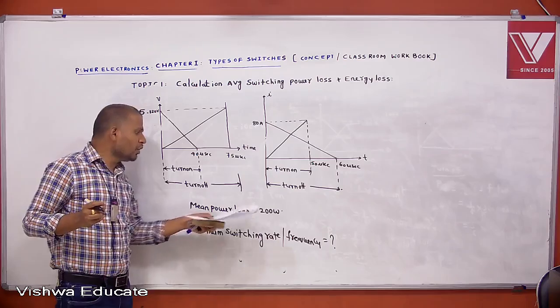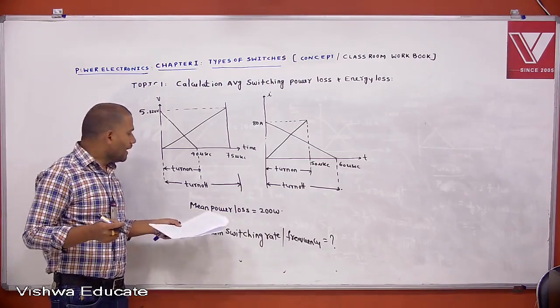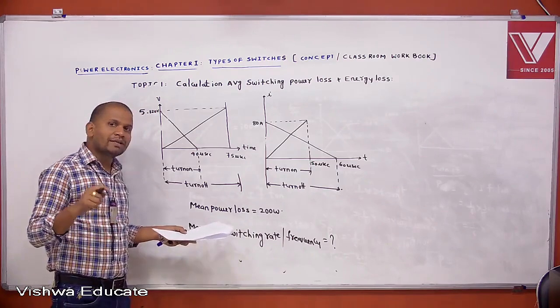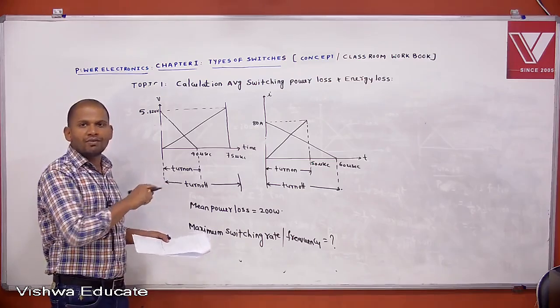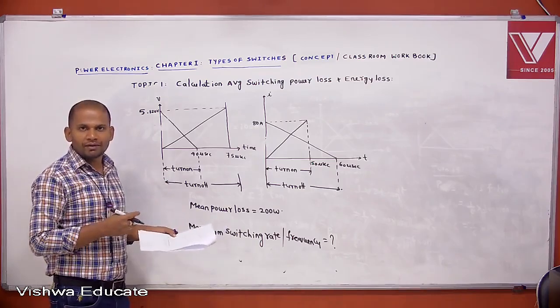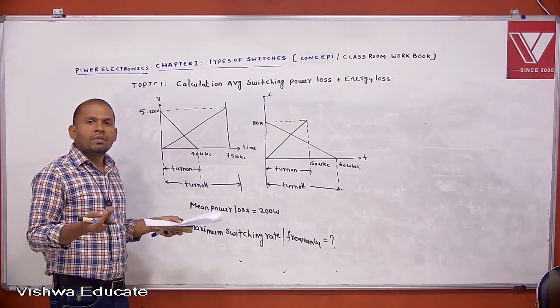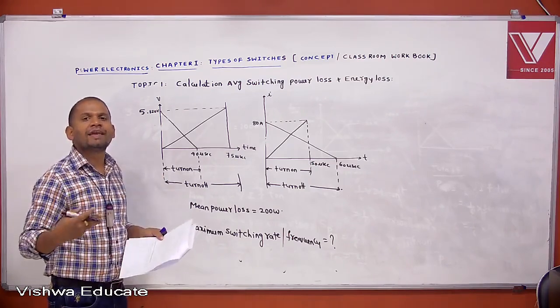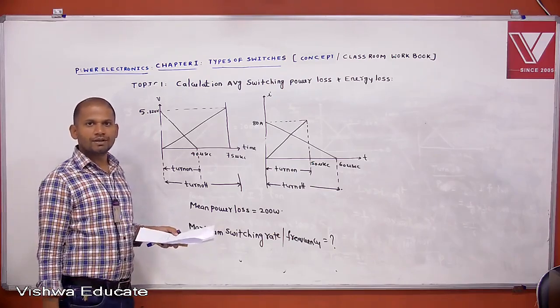Power is nothing but voltage into current. Energy is nothing but voltage into current into time. You calculate energy from the given characteristics. You know the power, you know the energy. Then divide power by energy. Then you get the expression for which one? Frequency. Understood?